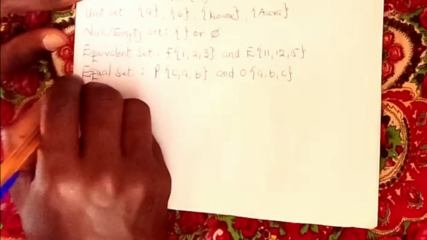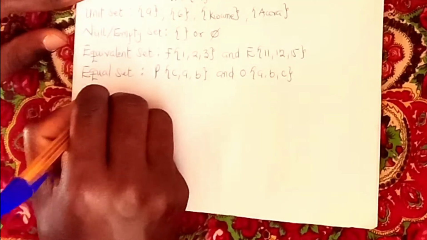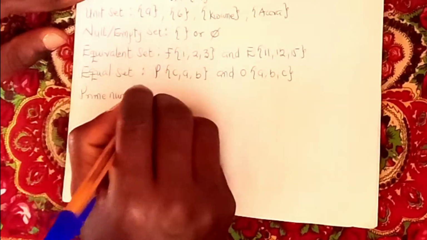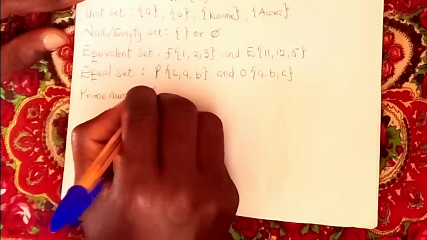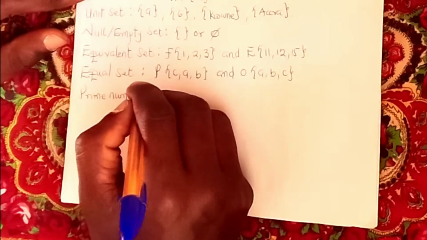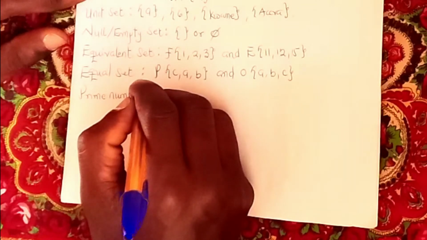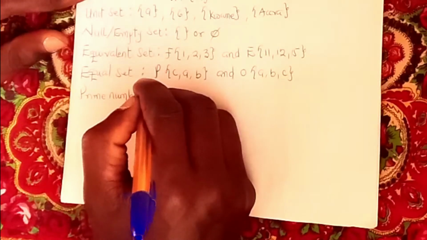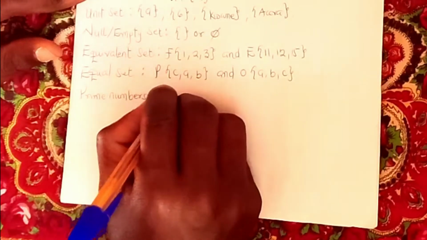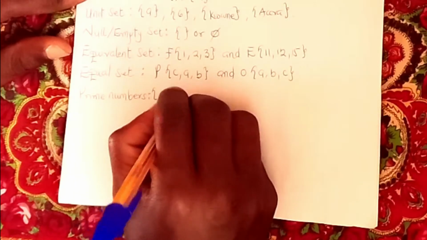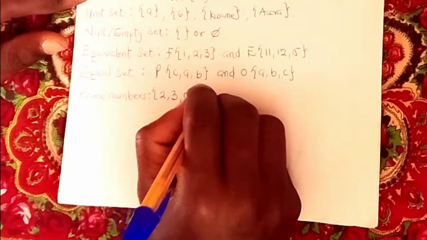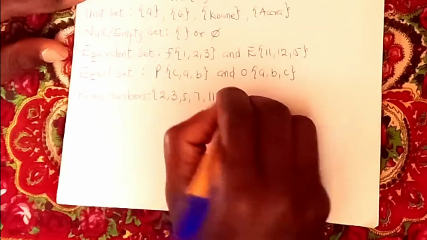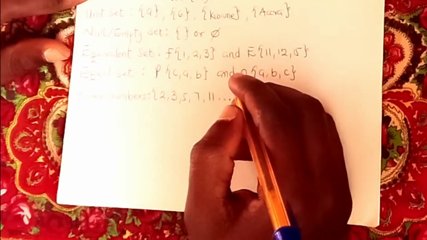Prime numbers. A prime number is a number that has only two factors. Thus, its factors are 1 and itself. Examples of prime numbers are 2, 3, 5, 7, 11, with 3 dots, so it's up to infinity, making it an infinite set.